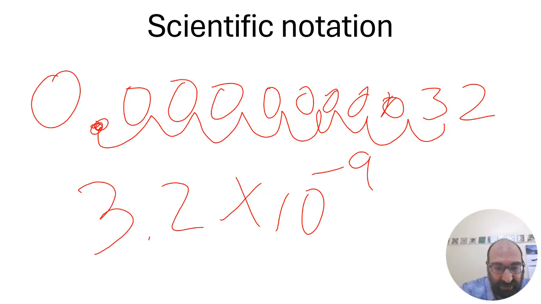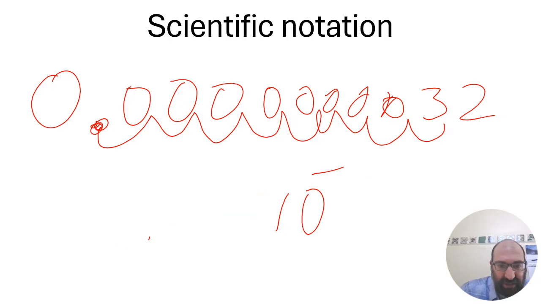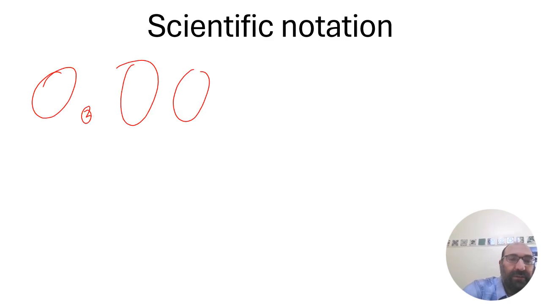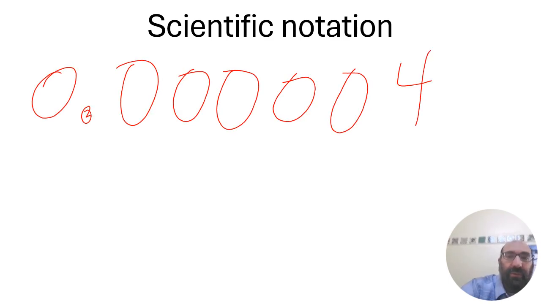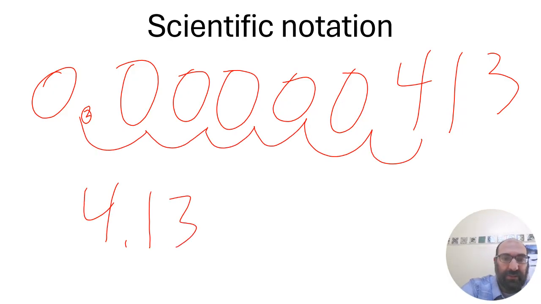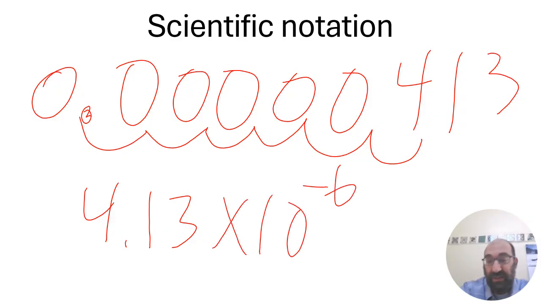Now I'm going to have you do one on your own. We do the same thing as last time. I'm going to clear all writing. Now I'm going to give you your number to do: 0.0000413. Five seconds. Pause if you want to and try to solve it on your own. Okay, we're going to go 1, 2, 3, 4, 5, 6. 4.13 times 10 to the negative 6. That's how scientific notation works for small numbers.